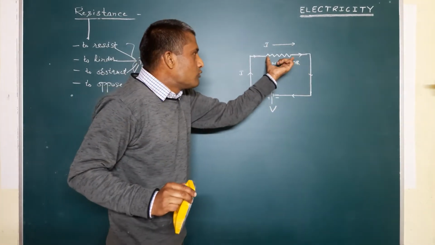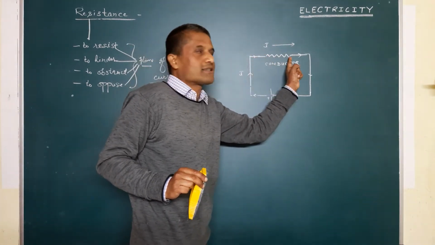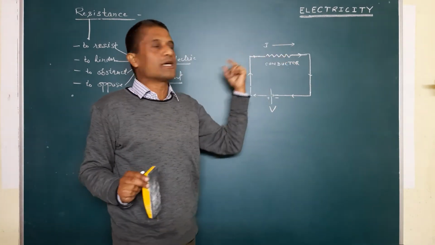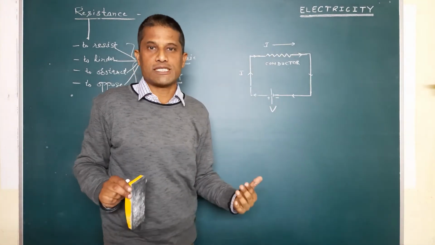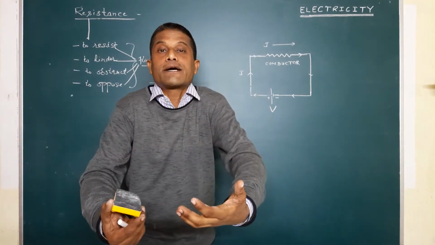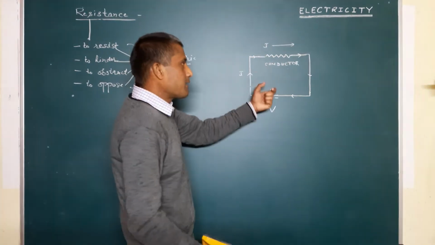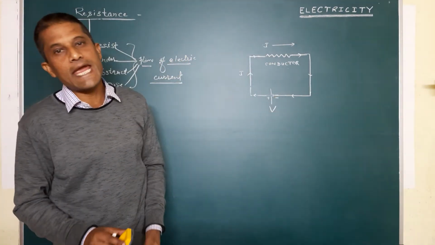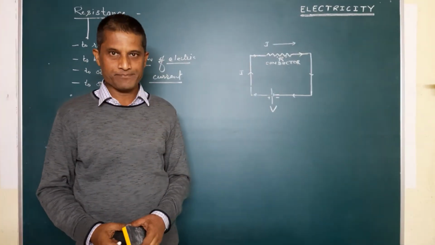This means that when current starts flowing through the conductor, the conductor opposes its motion, its flow. And that opposing force which is being offered by the conductor to the flow of electric current, that opposing force is named as resistance, and it is denoted by R.